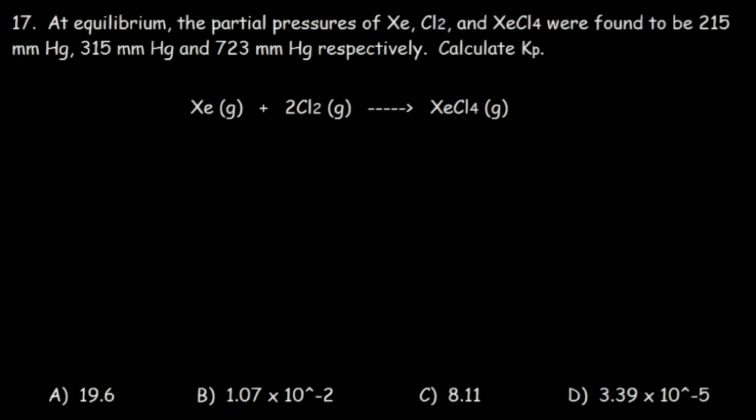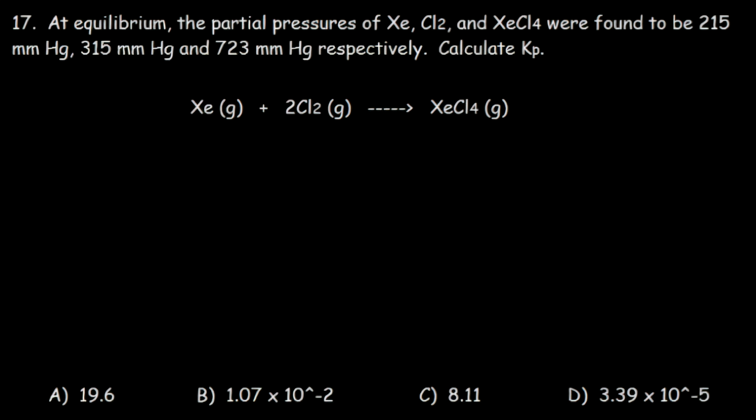Number 17. At equilibrium, the partial pressures of xenon, chlorine, and xenon tetrachloride were found to be 215, 315, and 723 millimeters of mercury, respectively. Calculate Kp. If you want to find the equilibrium constant, and if you have the equilibrium partial pressures or concentration values, you can simply plug it into the equation. You do not need an ice table. Only when you have initial values or initial concentration values, that's when you need an ice table to solve it.